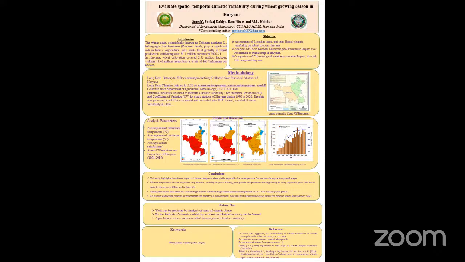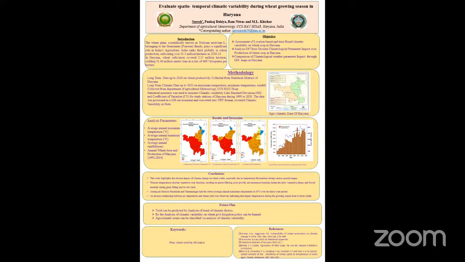Is it only on temperature, and anything about pest and disease incidents with respect to these temperatures? Pest and disease, no, madam. I have taken only one parameter. So yield versus this parameter was done, only the climatological parameter like average annual temperature.